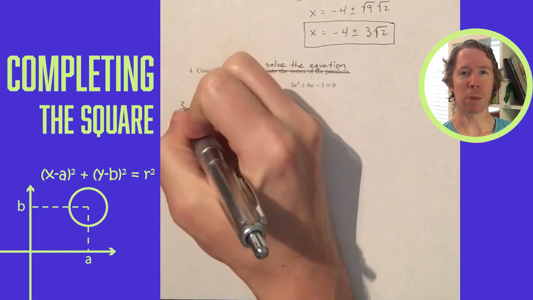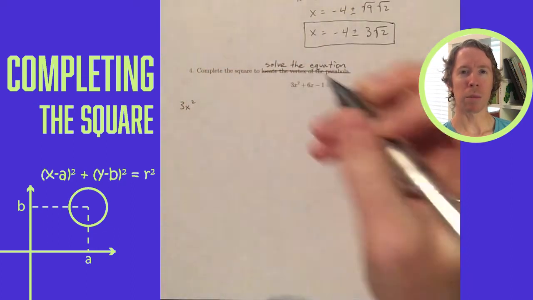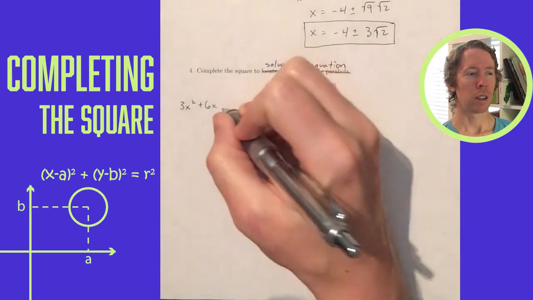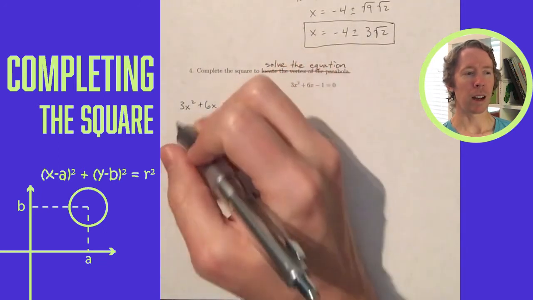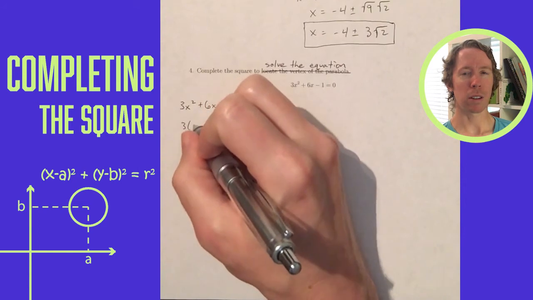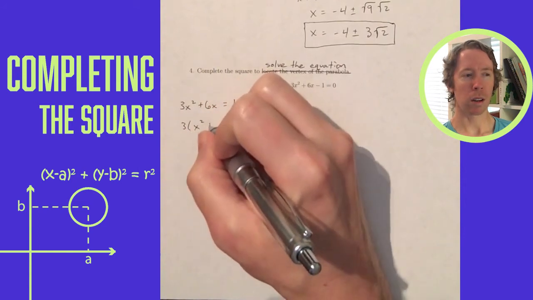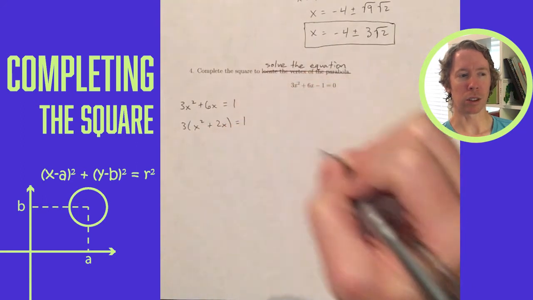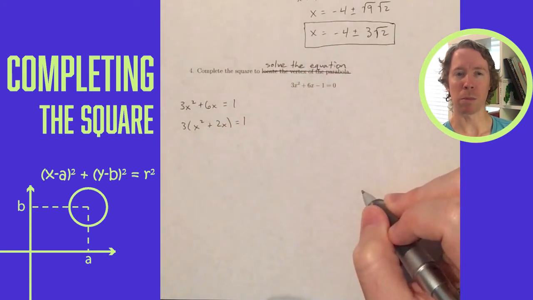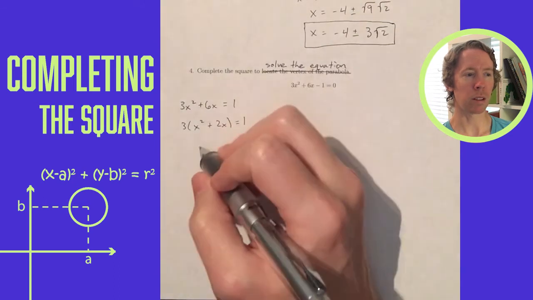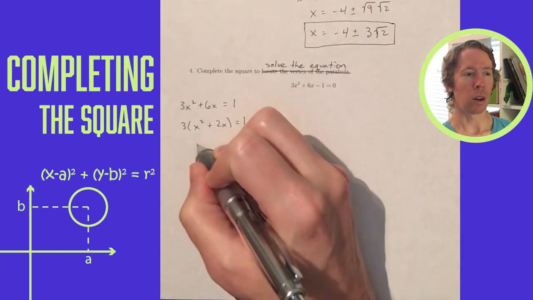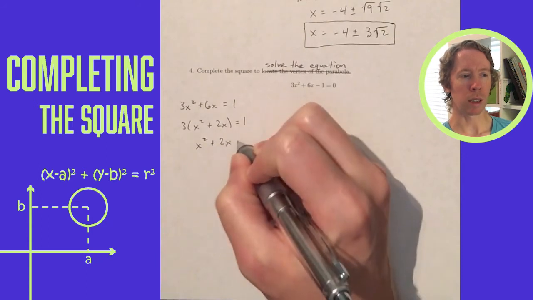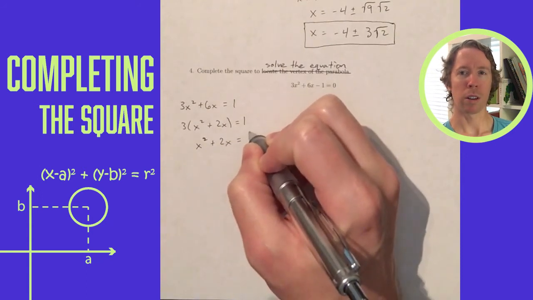To solve this equation by completing the square, the first thing I'm going to do is move the constant over to the other side of the equation. And then after that, I need to factor out the coefficient of x squared. Or it would be the same thing if I just divide both sides of the equation by that constant. So if I divide everything there by 3, I get x squared plus 2x equals 1/3.